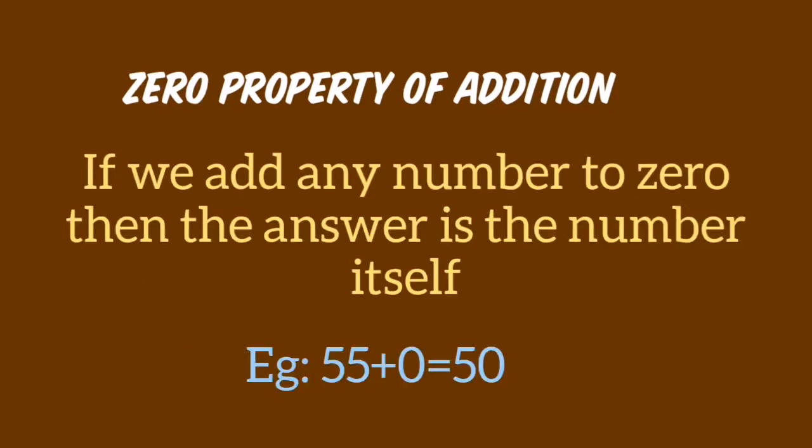Next property is the zero property of addition. It means if we add any number with 0. Let us take an example. 55 plus 0 is equal to 55. So if we add any number with 0, it is the number itself.